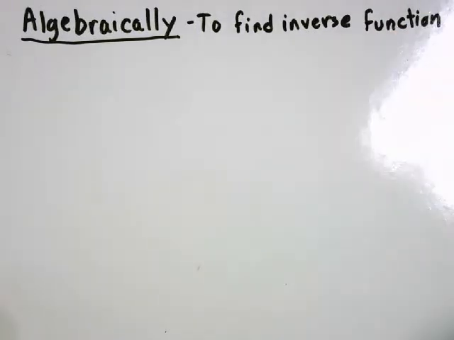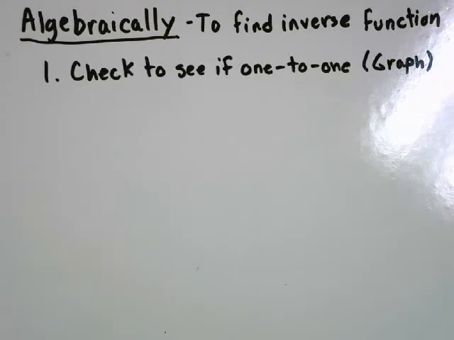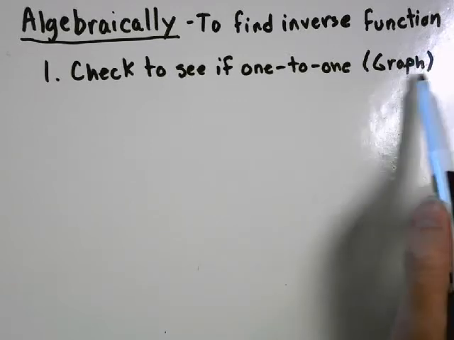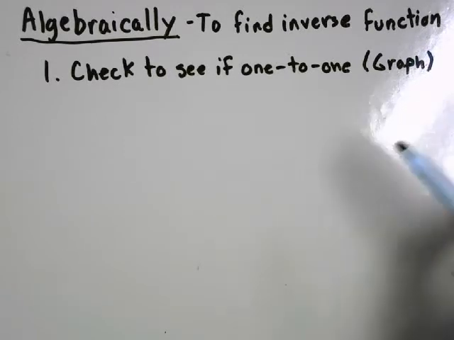So we're going to be finding the inverse function. First we'll check to see if the function's inverse even exists. We're going to see if it's one-to-one by seeing if it passes the horizontal line test, and we're going to do that by the graph.